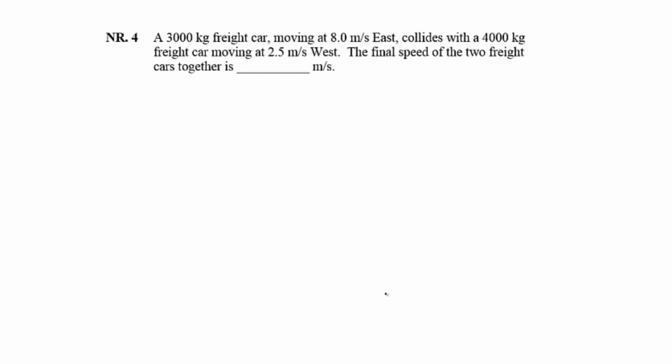A 3,000 kilogram freight car moving at 8.0 meters per second east collides with a 4,000 kilogram freight car moving at 2.5 meters per second west. The final speed of the two freight cars together is blank meters per second.